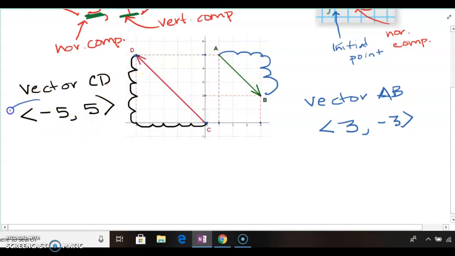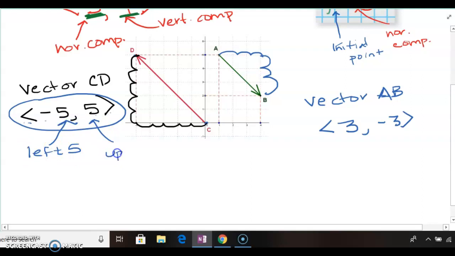Okay, and then this here would be the component form. Make sure you don't have just normal parentheses, because if you do, that's just a coordinate point, and we don't want that. This is how you show me you're talking about a vector. Okay, so this means we're going left 5, and this positive 5 means we're going up 1. Okay, and then if we look at the one on the right, this is vector AB, so we're starting at point A, we're going to B, and this right here tells me I'm going right 3, and the negative 3 here tells me I'm going down 3.